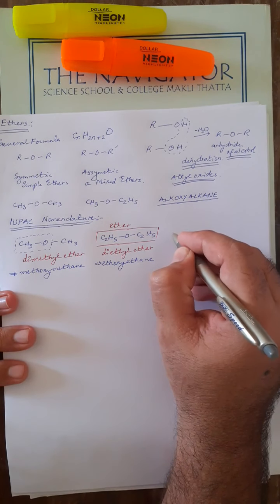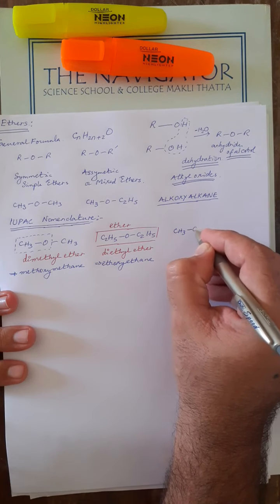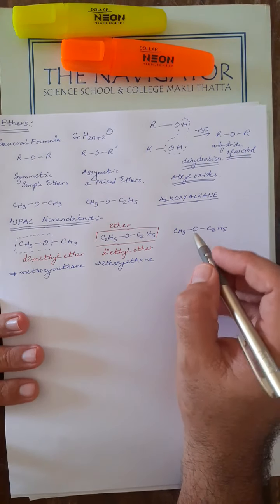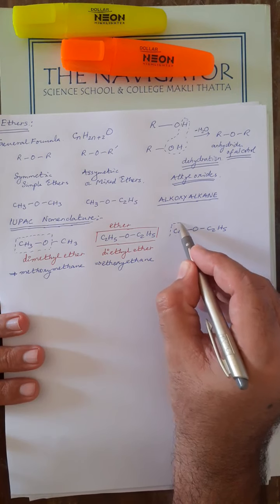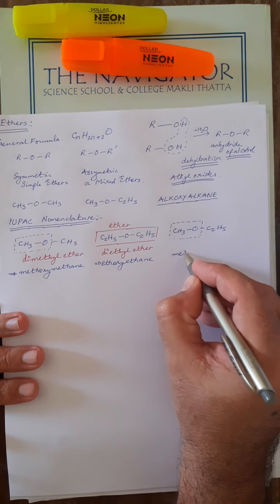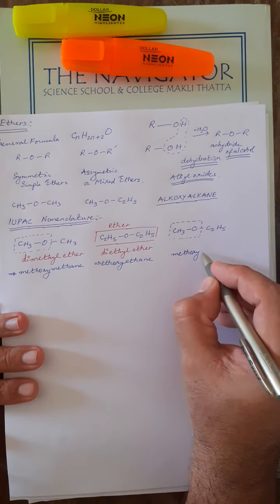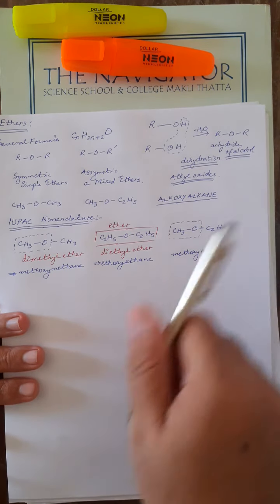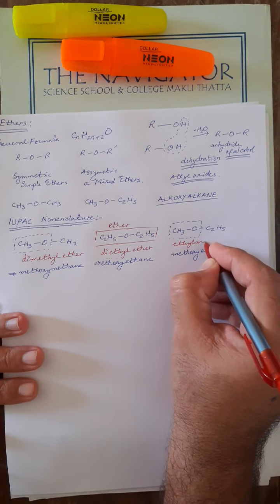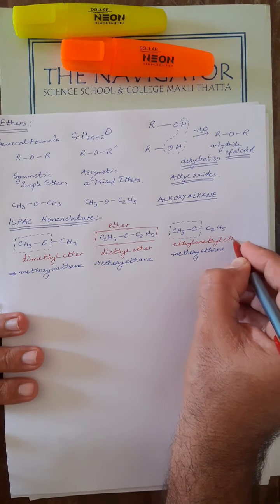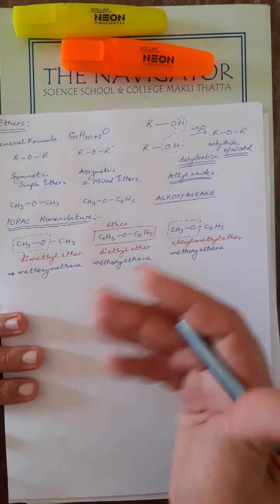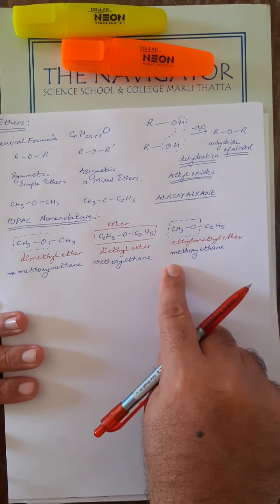I hope you will help me here. CH3OC2H5. Now this time this is asymmetric ether. You can combine this smaller alkyl group with oxygen, and that is your methoxy. So according to IUPAC, this is methoxy, and this is two carbons, so methoxy ethane. In common method, however, it is called ethyl methyl ether. You can say methyl ethyl ether. It's not IUPAC, so it doesn't matter which way you go. However, methoxyethane is correct.